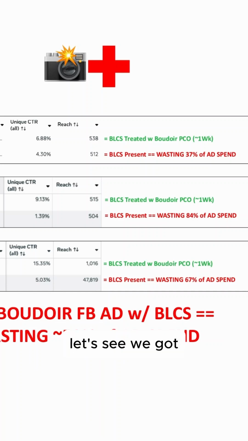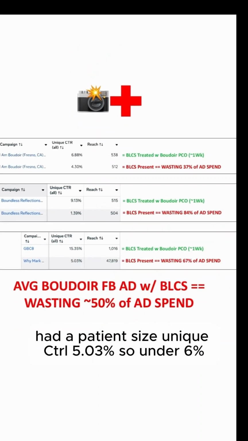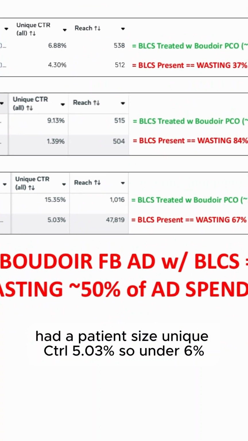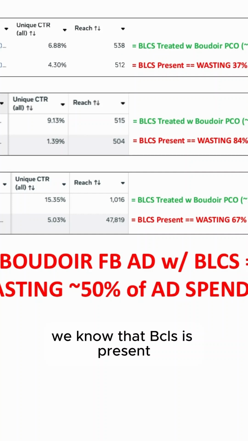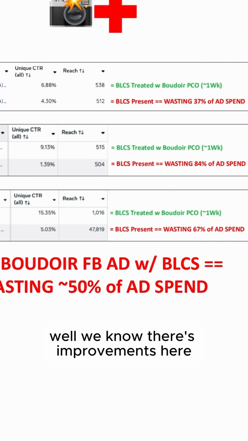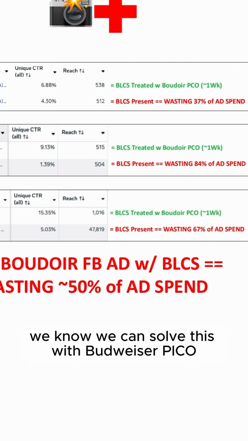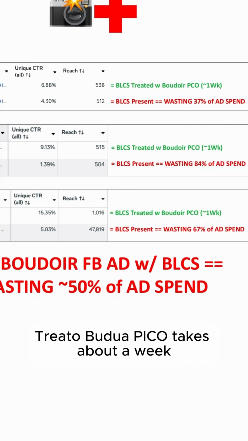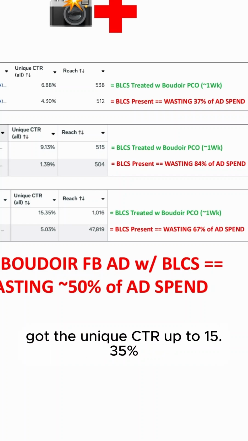Finally, we had a patient whose unique CTR all was 5.03%. So under 6%, we know that BLCS is present. Well, we know there's improvements here. We know we can solve this with Boudoir Pico. So we keep doing it over and over again. Treated with Boudoir Pico, takes about a week, got the unique CTR up to 15.35%.